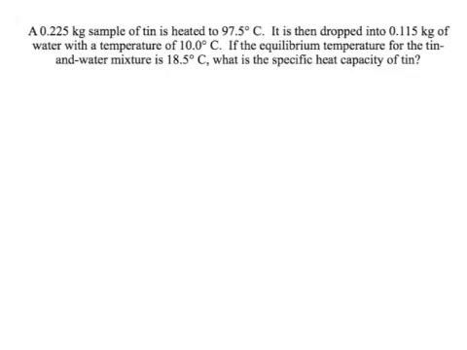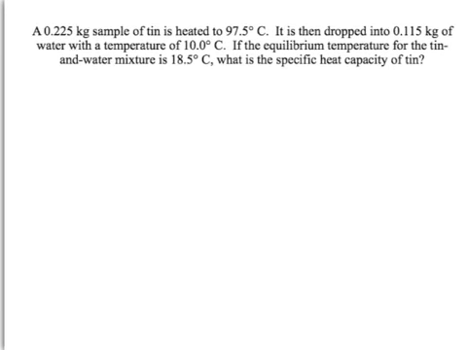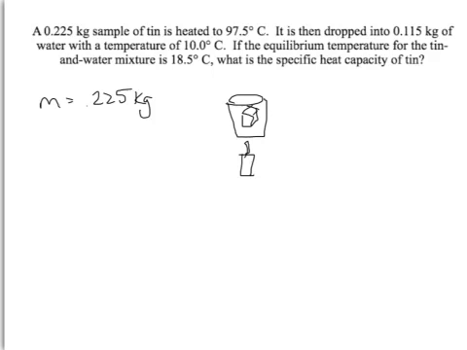Here is a specific heat capacity problem that is very much like the lab that we did in class, where we have a sample of a metal. In this case, it is tin, and we know the mass of the tin is 0.225 kilograms. And we are going to heat that, and in class we heated it by putting it in boiling water. So we took this block of tin and we heated it up using a Bunsen burner. And so the temperature of the tin initial is 97.5 degrees Celsius.